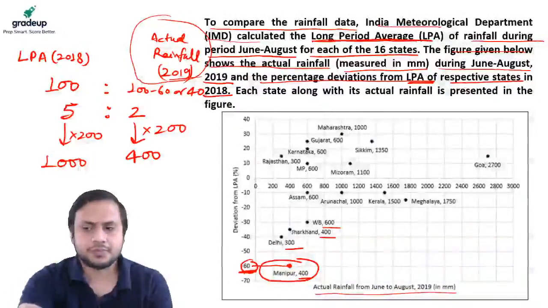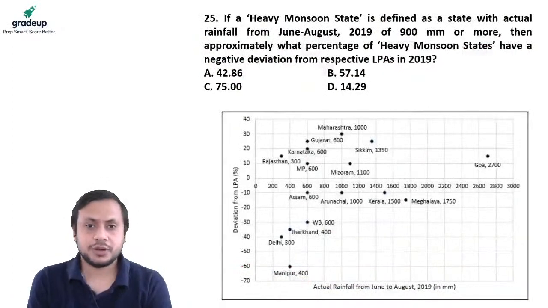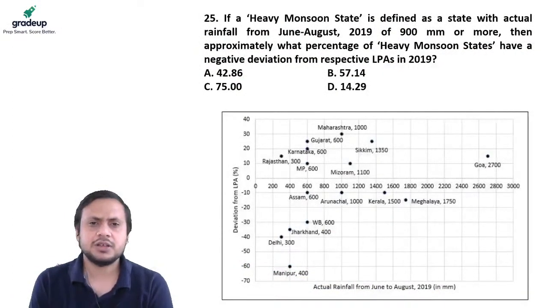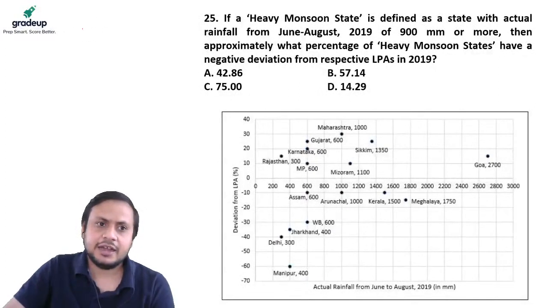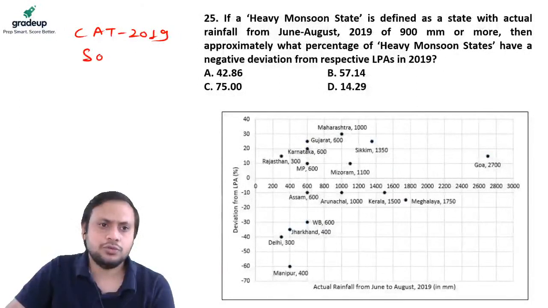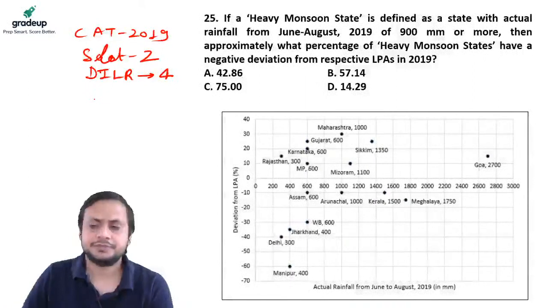So, guys, let's start with the questions. Please have a look at the first question, question number 25. We are done with question number 1 to 24. Yes, Naman, today we are covering CAT 2019 slot 2, that is the afternoon slot, DILR. And this is our fourth part.